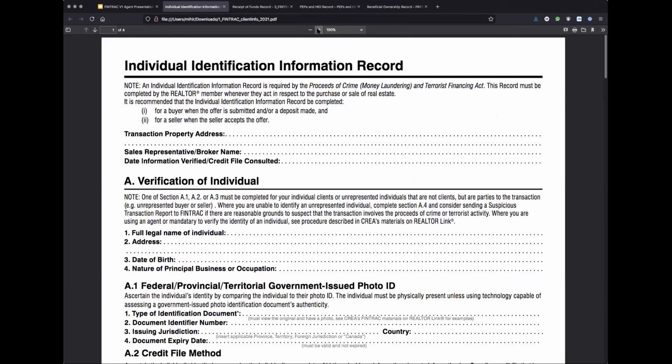For every purchase or sale transaction, you are required to complete this for every individual. That means if there is a husband and a wife, you will be completing one form for every single individual.